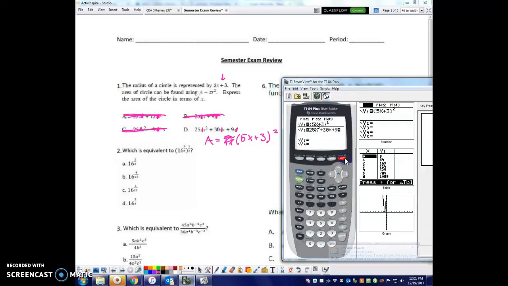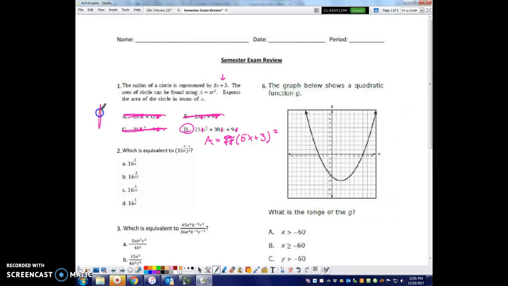So we go to table. Do they match? Yes, they do. So they are equivalent. They're the same. Which means when you multiply that, you're going to get that, obviously. Okay, so here, which is equivalent?